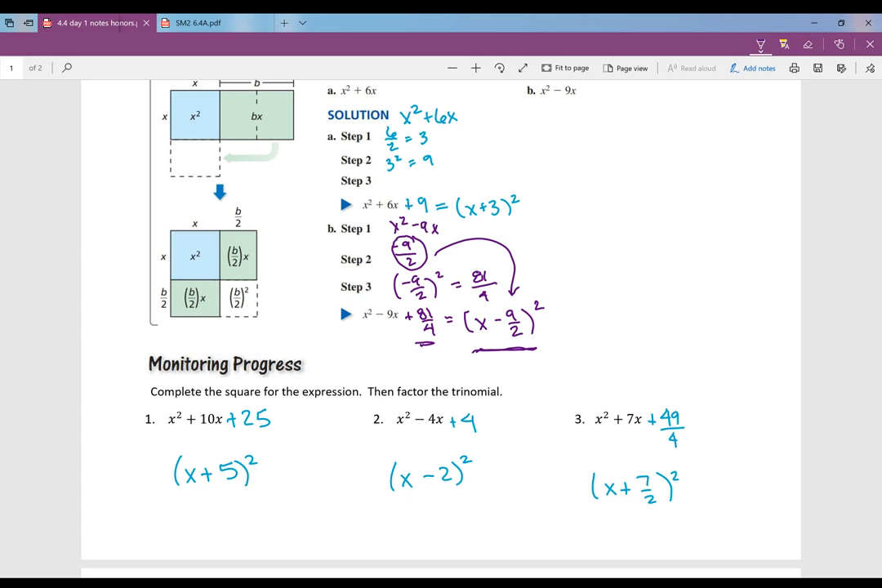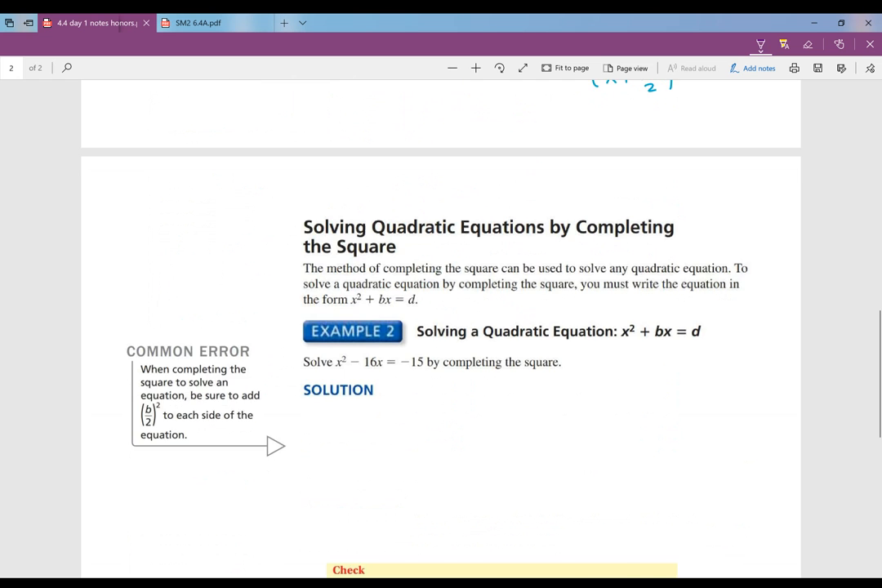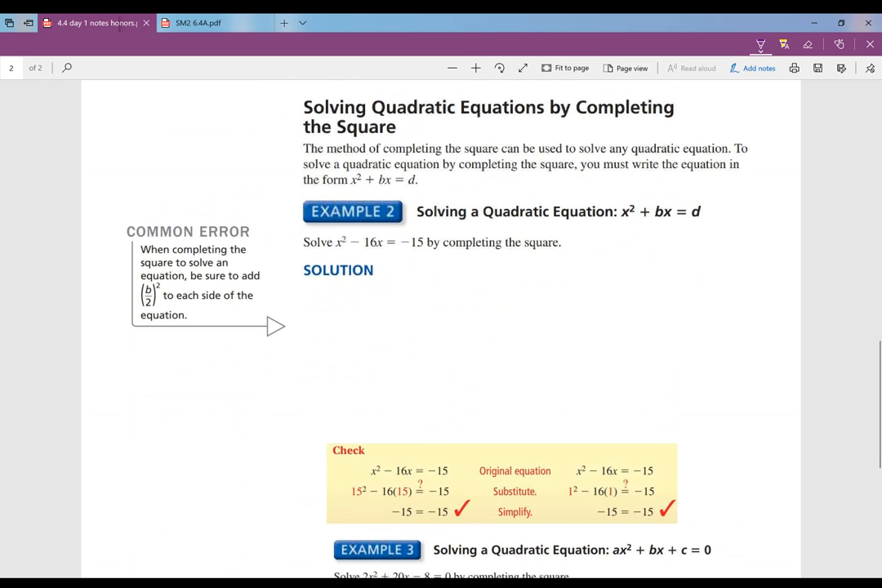All right, here are the answers to those modern progress questions, so check and make sure you got those correct. Okay, so now we're going to talk about solving equations, and we're going to use completing the square to solve them.